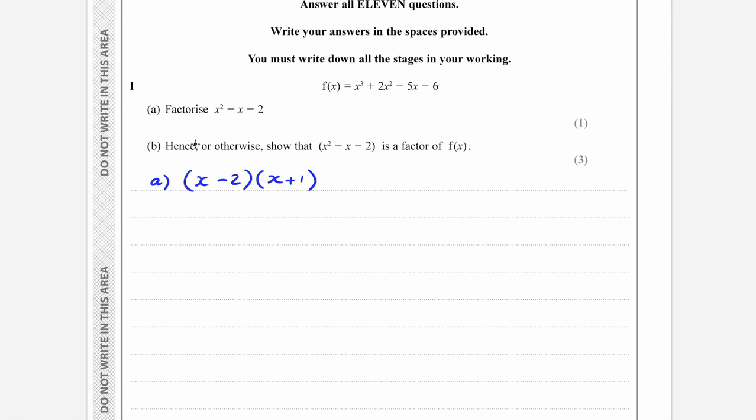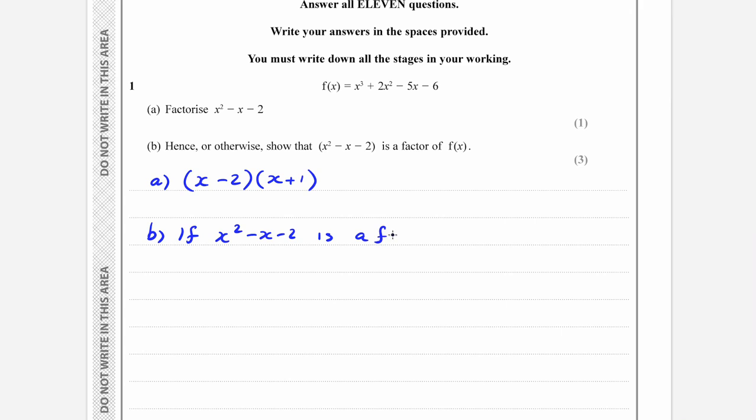Okay, then he says, hence or otherwise, show that this is a factor of f of x. Okay, now, this is, guys, actually the factor and remainder theorem. If this is a factor, then these two must also be factors. So I'm just going to say if x squared minus x minus 2 is a factor.